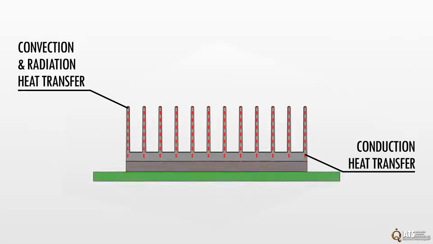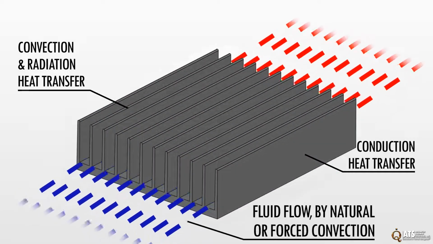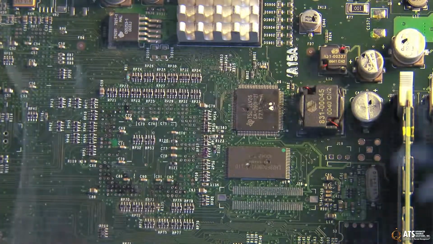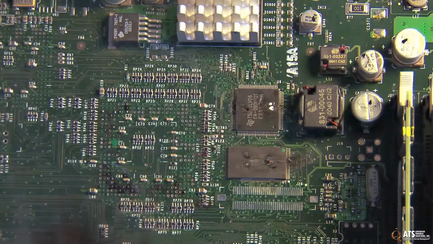The heat comes into the fins, and then the flow takes it away by change of enthalpy across the surface. Without the use of a heatsink, the chip could overheat, which could destroy the entire system.